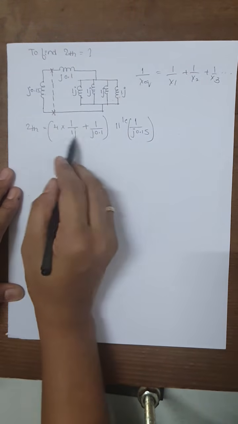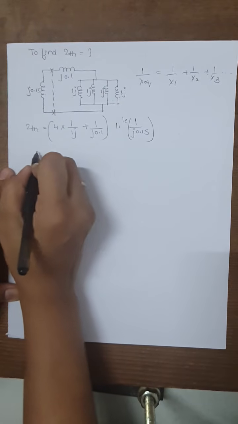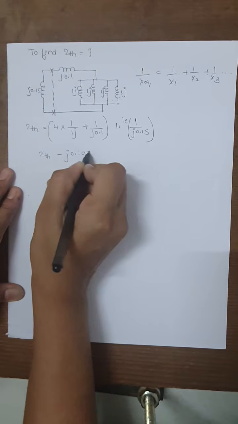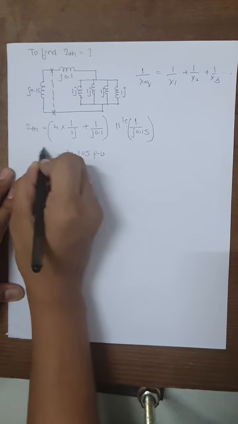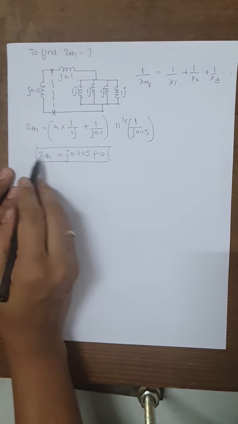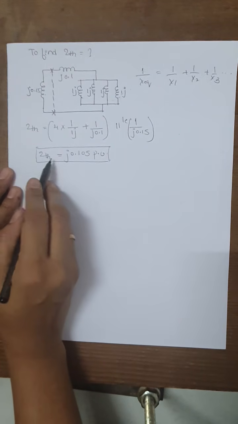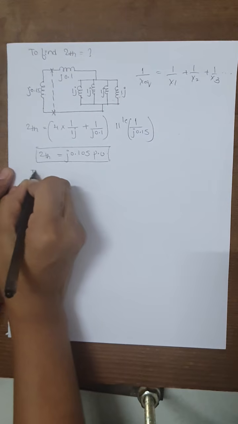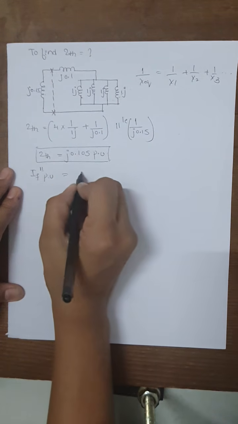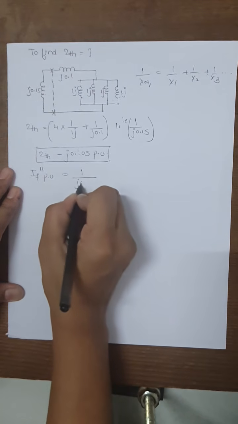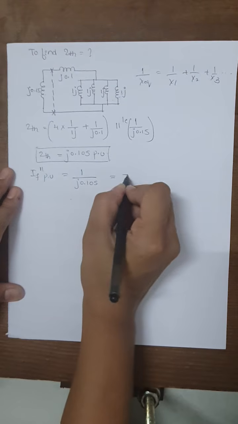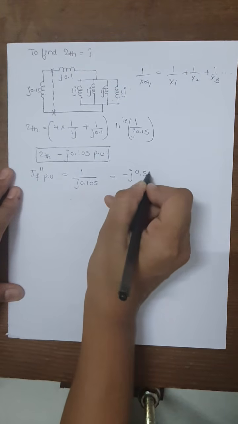So after doing the calculation, I'll write the final answer. ZTH will be equal to J0.105 per unit. So this is the reactance for the Thevenin's impedance. Now substitute this answer in the fault current formula. IF double dash per unit will be equal to, VTH is nothing but 1, so substitute this 0.105. So we will get the answer as minus J9.52 per unit.